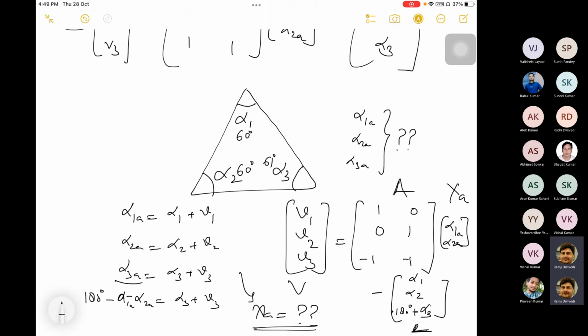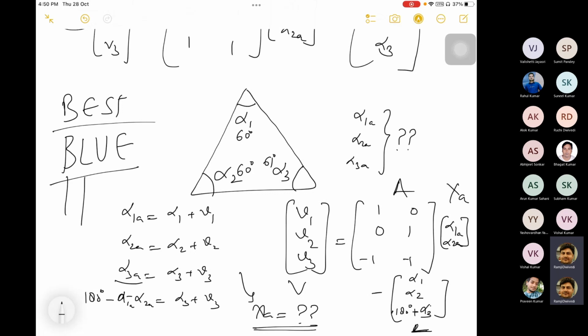That is it. Now this XA, please remember, all of you who are listening very carefully, this XA is the best among any other method in the world. By any other means, whatever you can attempt, this is the best. Best, and it is BLUE in nature: best linear unbiased estimate of X, because it is coming from the least square solution.